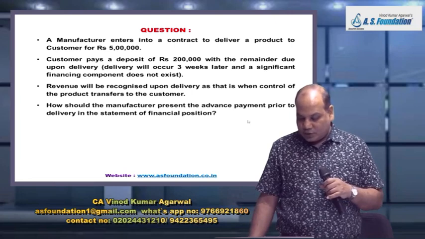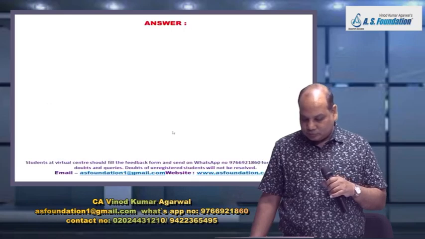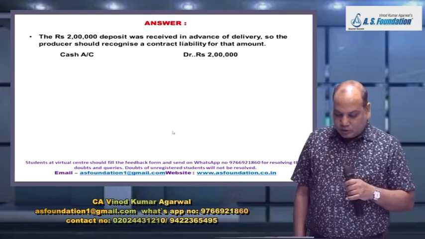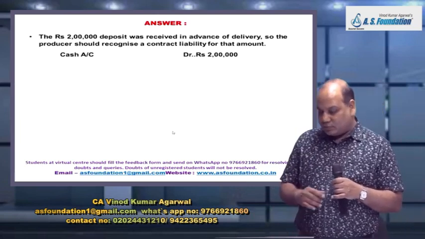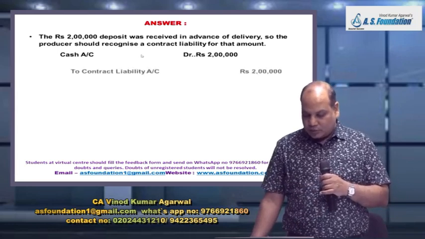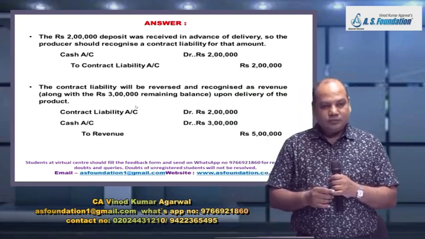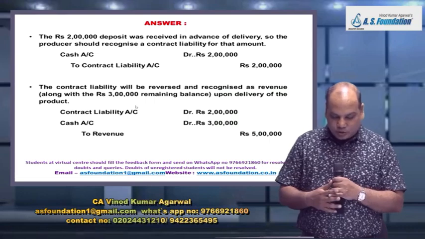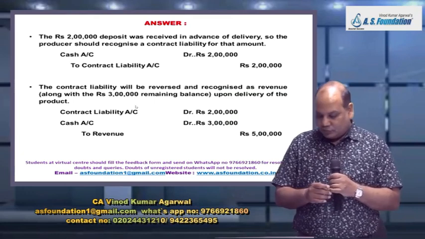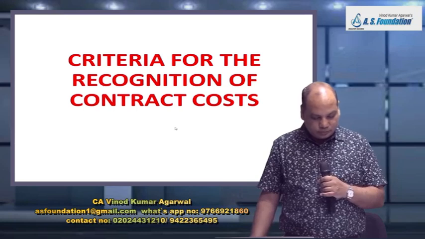How should the manufacturer present the advance payment prior to delivery in the SOFP? It will appear as a liability. Okay. Rupees 2 lakh deposit was received in advance of delivery. So the producer should recognize a liability of 2 lakh. And when you actually deliver the asset, whatever that product was, that time you'll pass this entry: contract liability account debit, cash account debit, to revenue account.